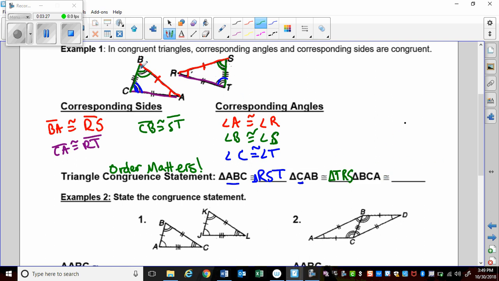I want you guys to try this one. If they told me to start at B, and then C, and then A, what would I have to start with in this one? Don't forget your triangle symbol.